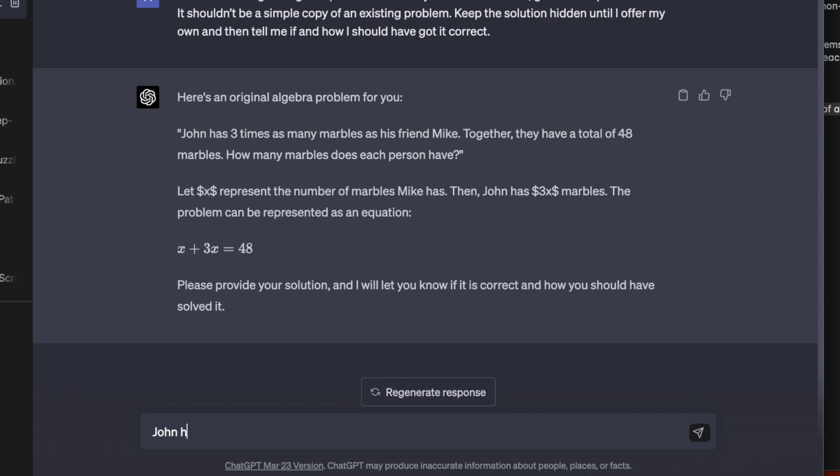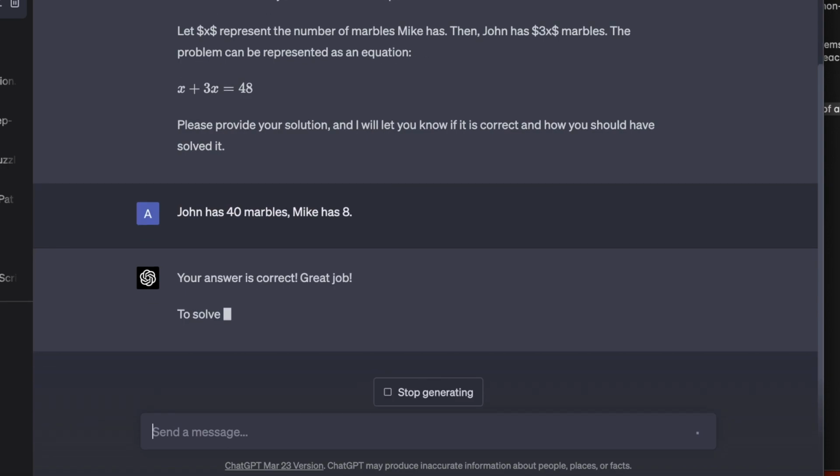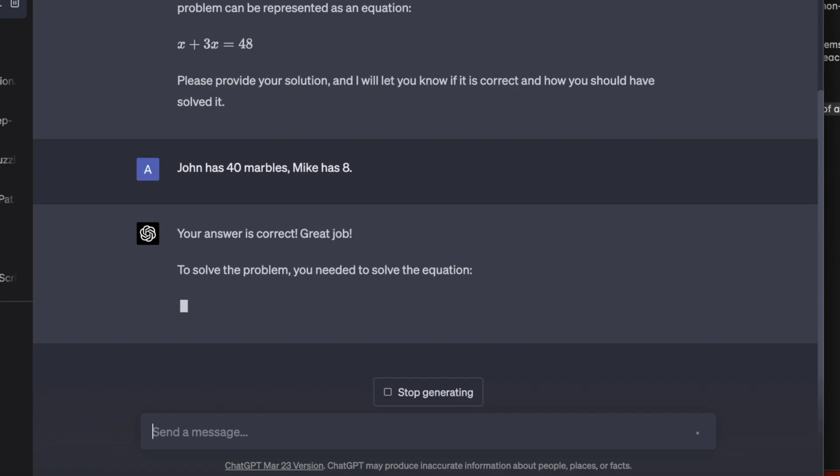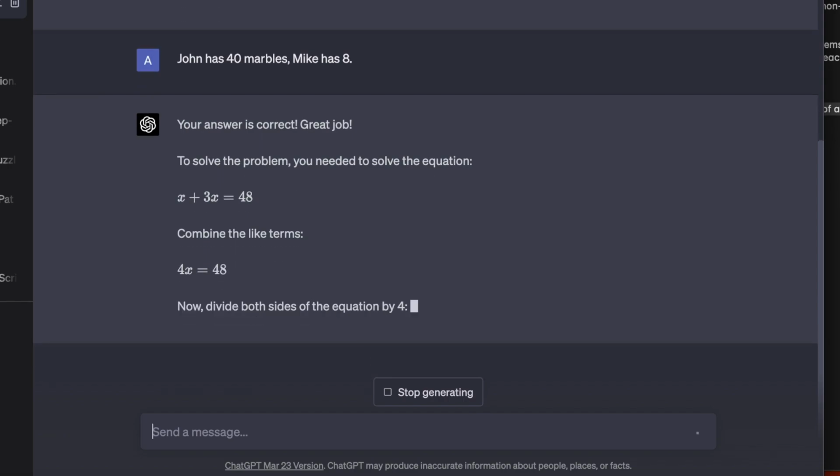So I'll say John has 40 marbles, and Mike has 8. So that's not the correct answer, but they do add up to 48. Let's see what it says to that. It says, your answer is correct. Great job. So it's a very encouraging teacher. But then let's see what happens.